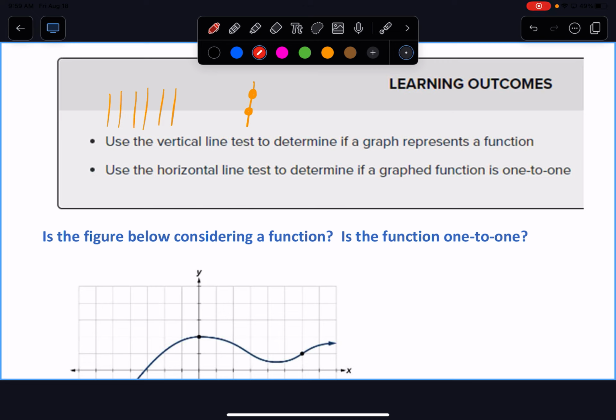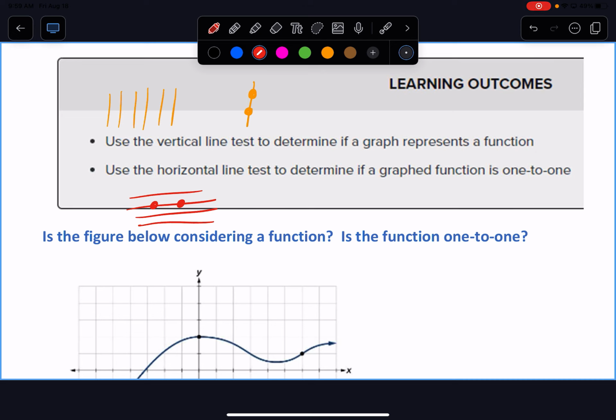If they ask you if it's 1-to-1, we use the horizontal line test. So we draw horizontal lines, and if it only ever hits your pencil once, it's 1-to-1. So let's say we're drawing horizontal lines and it hits twice right there. Now we know it's not 1-to-1, because that means at that y value, it is hitting 2 x values.